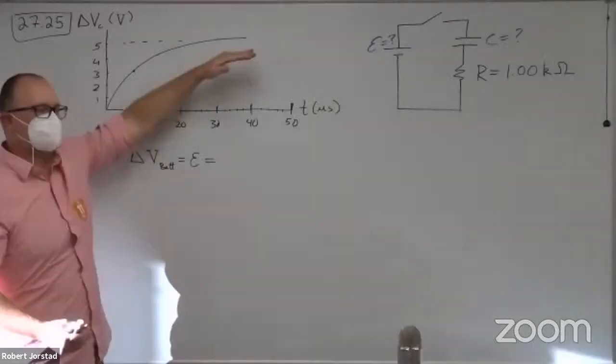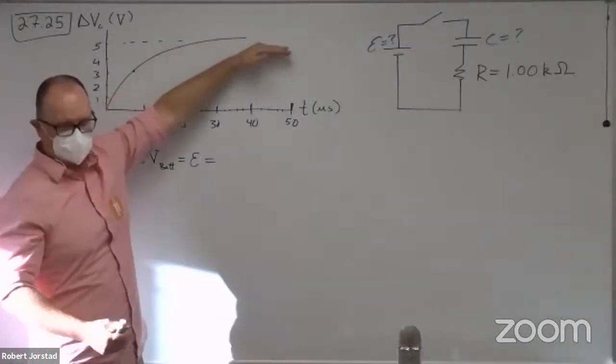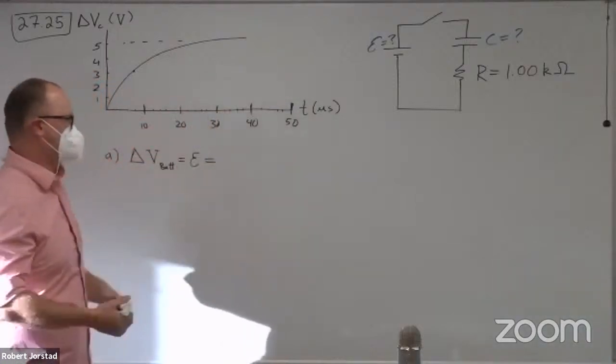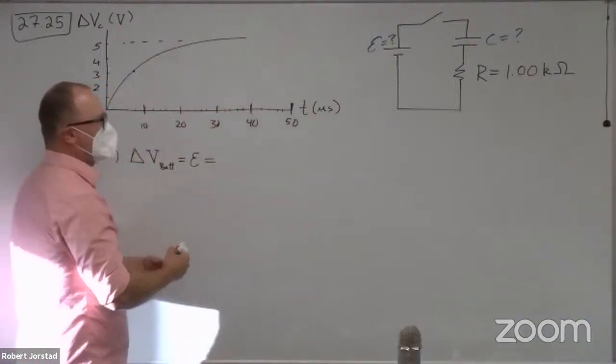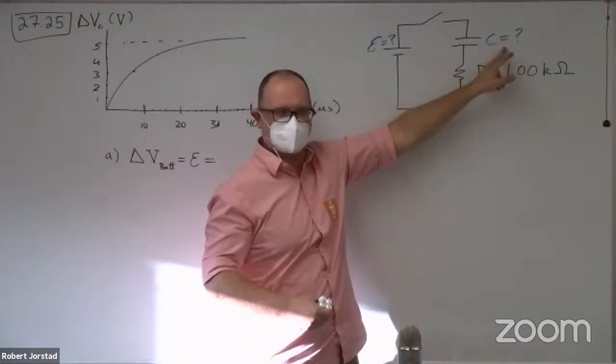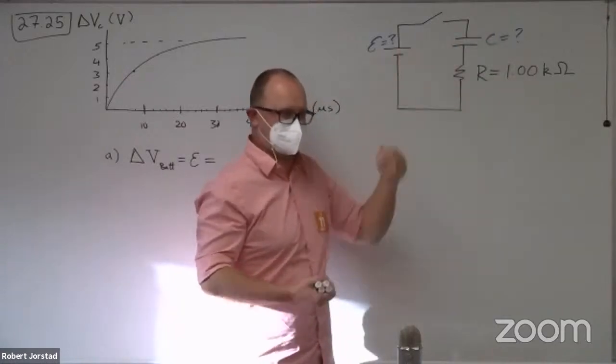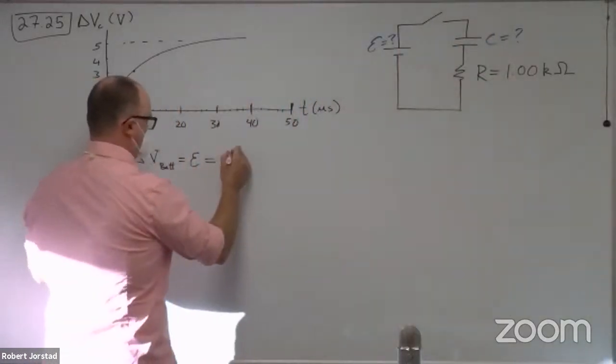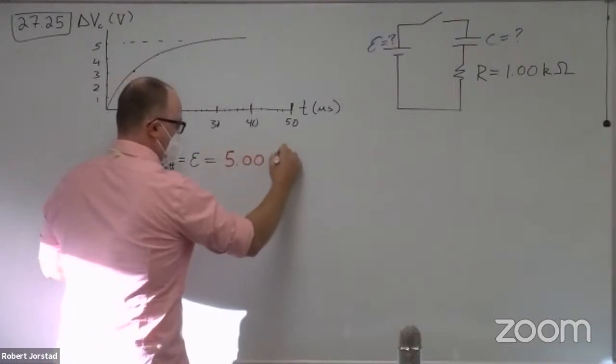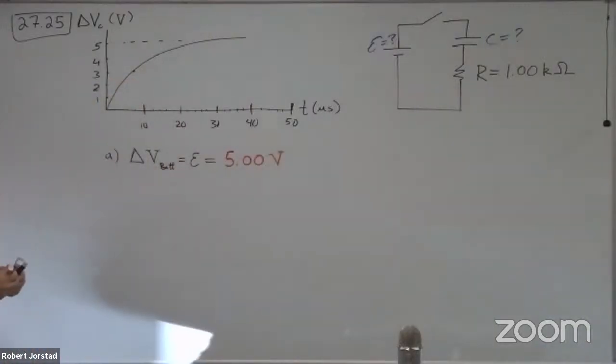We call that asymptotic approach, right? It's asymptotically reaching 5 volts. So you can just tell it's going to 5 volts. Well, we know that the capacitor generally reaches the same voltage as the battery. So that was it, not anything clever. It's reading a plot. So far, so good.